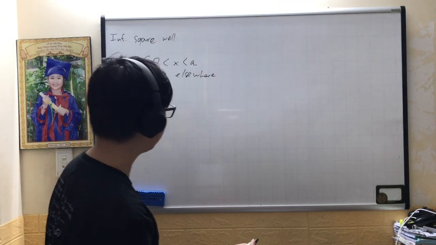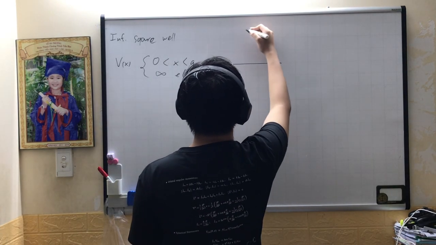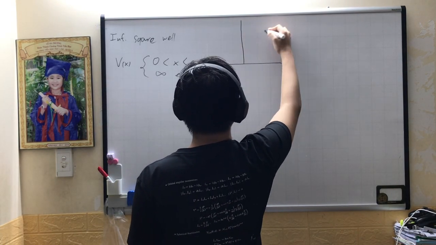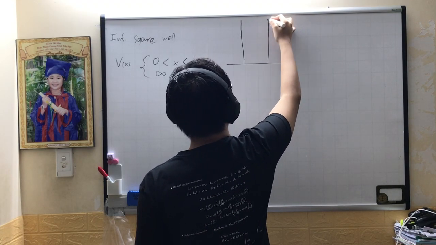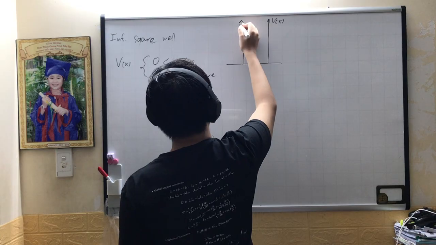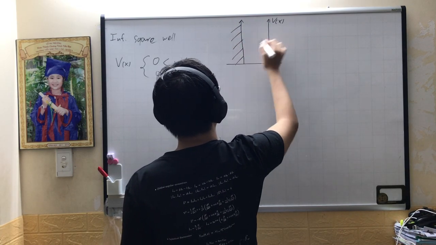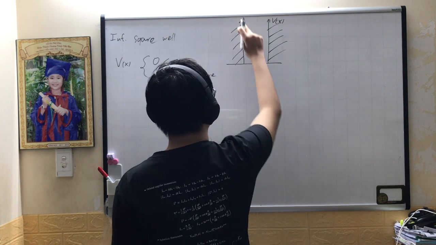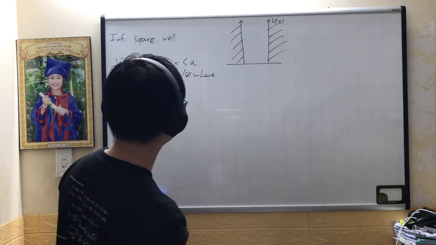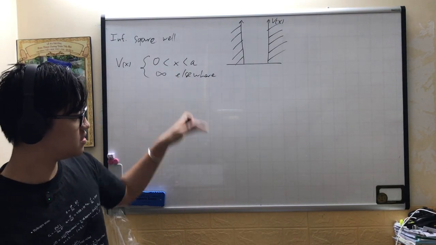When you draw it, it's gonna look something like this. This is your V of x. This goes to infinity, so the part outside here is completely irrelevant. This part is irrelevant. So you have something like this.